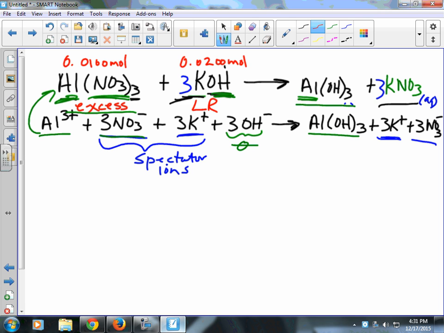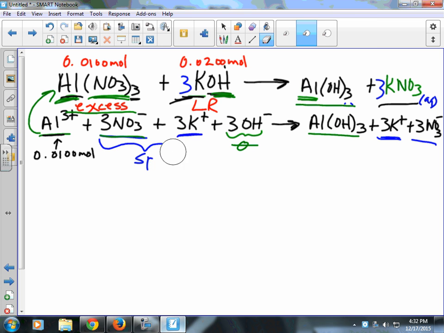Let's look at the aluminum. Now remember, this is before any reaction. If we started with 0.01 moles of aluminum nitrate, how many moles of aluminum would be in there? That would be, it's 1-to-1 ratio, right? So that would be 0.01 moles of aluminum plus 3. Okay, let me erase this.